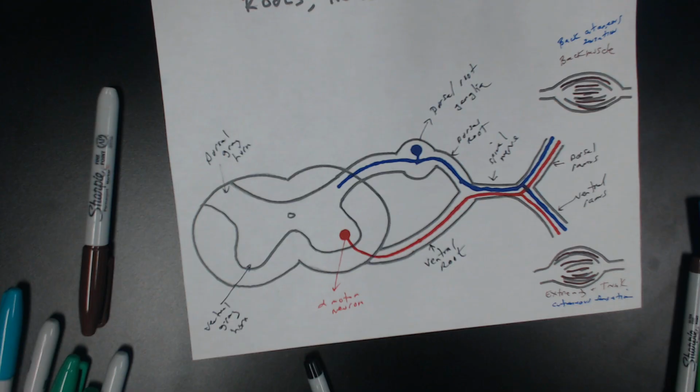Yes, Trace? Is it equally split? Is the motor neuron and the sensory information equally split between dorsal and ventral ramus, or do they tend to go to one side more than the other? It goes to the side of where it's going to innervate or receive information from. So if it's motor information going to the back, it's going to go to the dorsal ramus.